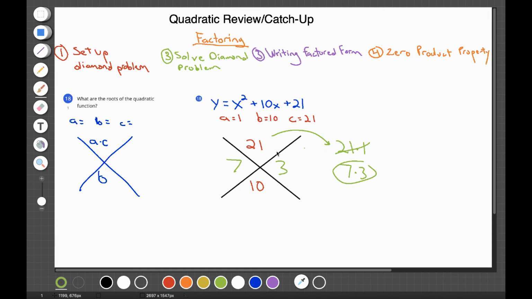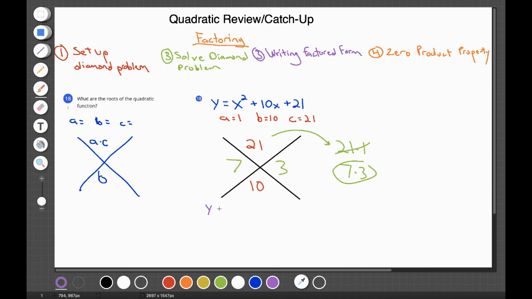Sometimes you don't need to write this out. If you see the pattern right away, just write it down. You don't need to write that out unless you're getting stuck. Then you want to list these out and think what multiplies together and then what adds together to get the bottom. Okay, now we want to write our factored form.